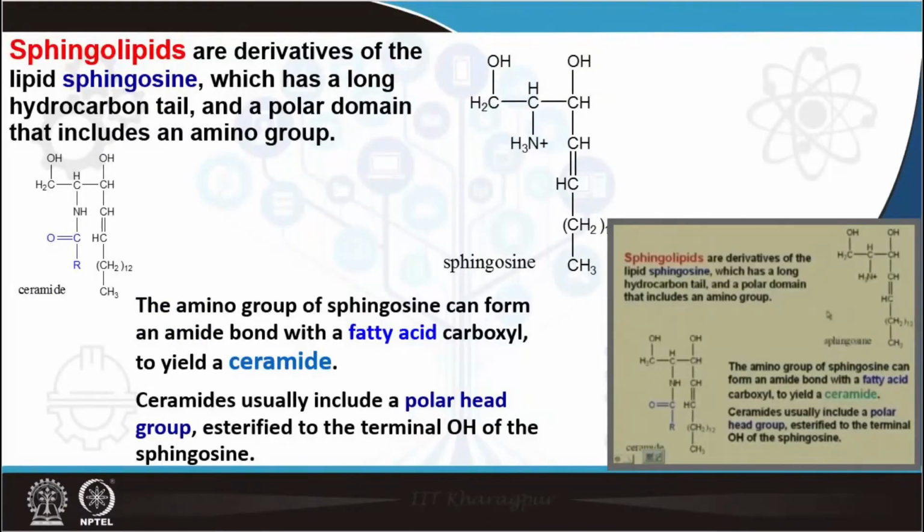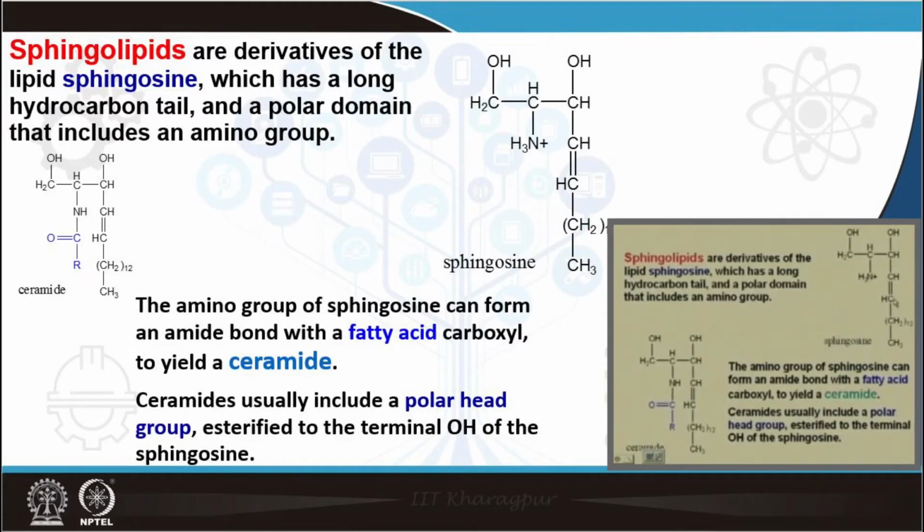A sphingolipid. What is a sphingolipid now? Now, the sphingolipid, this is the structure. It is based on the structure called sphingosine. Okay. Now, this is the structure of sphingosine. What you see here is you have a CH2OH. You have in the middle CHNH3 plus, and in the last carbon you have a CHOH to which is linked a long hydrocarbon tail.